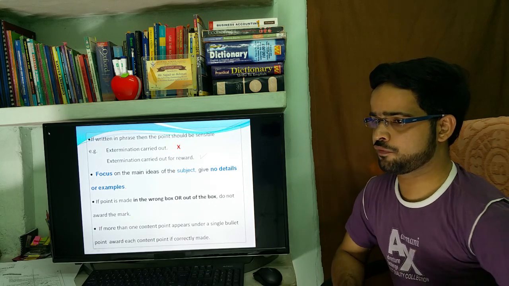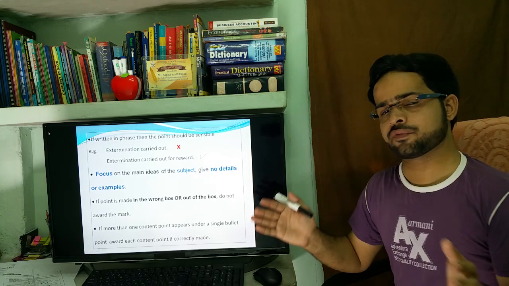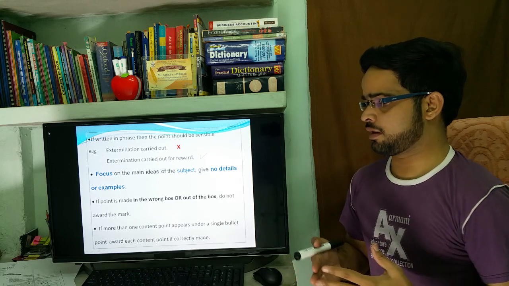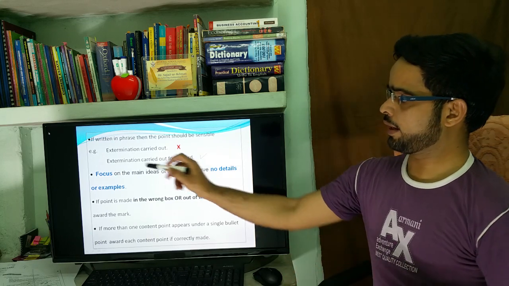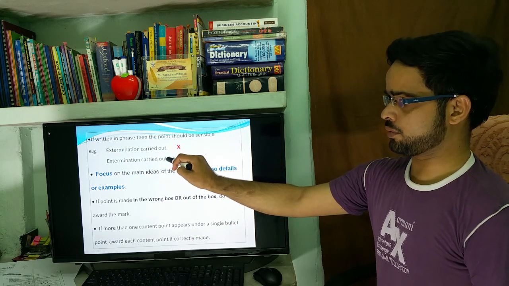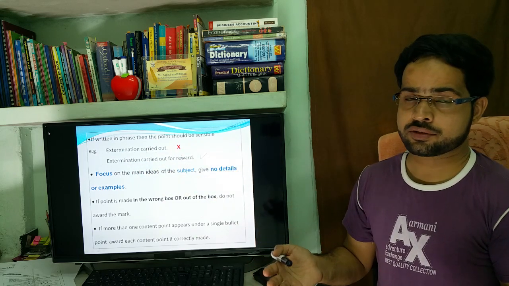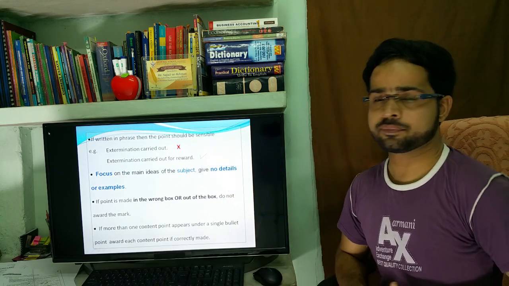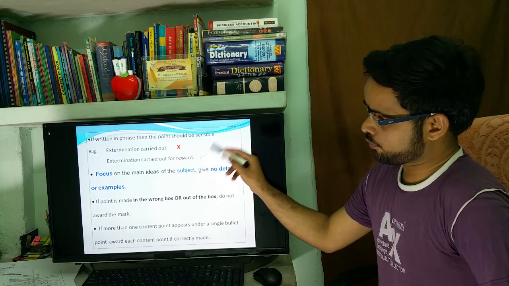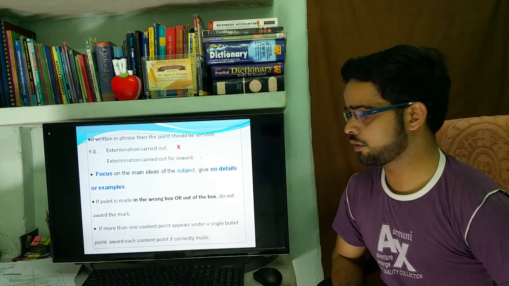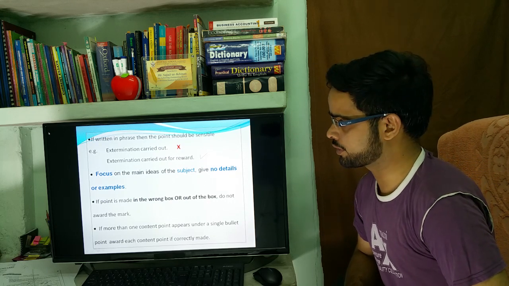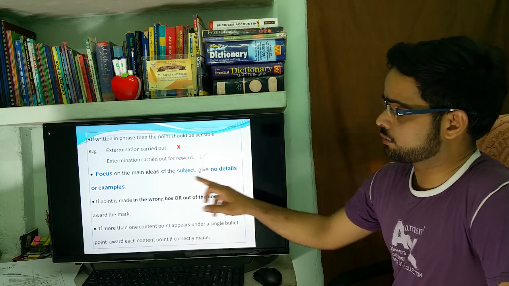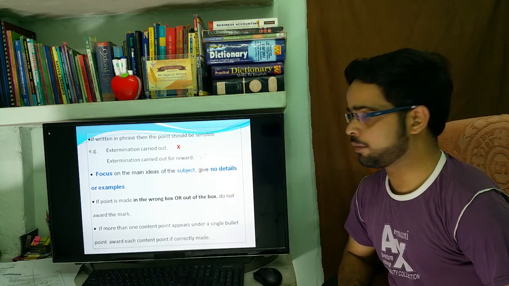For example, if you are not taking the whole sentence, if you are just taking a phrase, then it should be a sensible phrase. For example, if you write extermination carried out for what? It's not clear, then your phrase is incomplete and you will not score any mark. The correct one is extermination carried out for reward. Your sentence should be very much clear. Focus on the main idea of the subject. Give no details or examples in the main points.